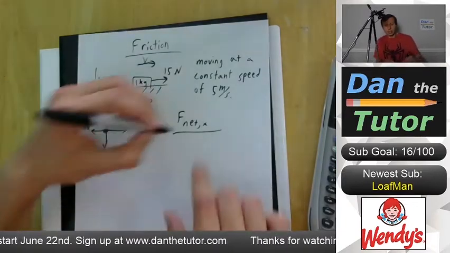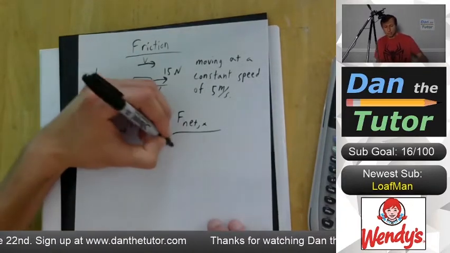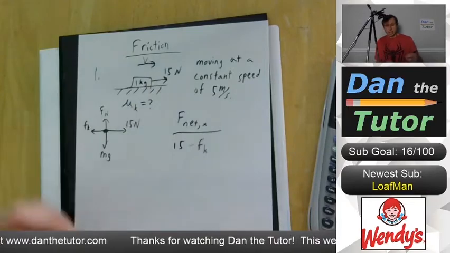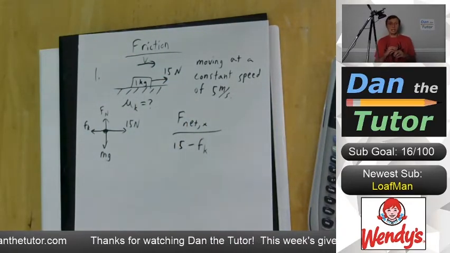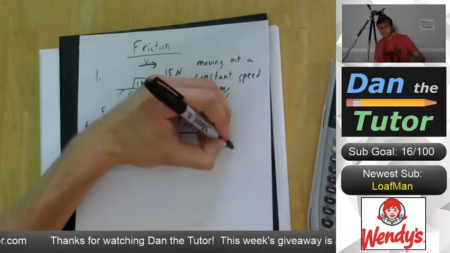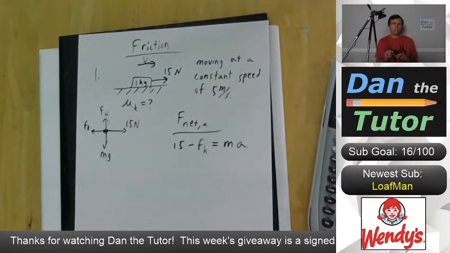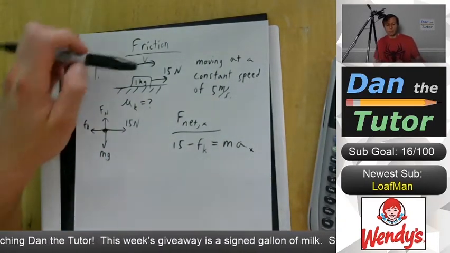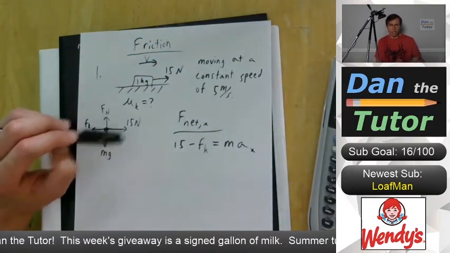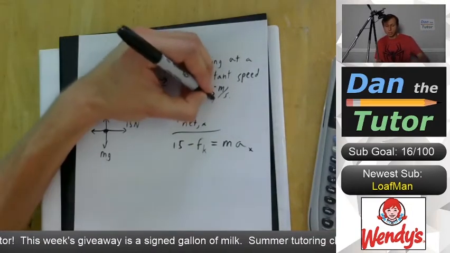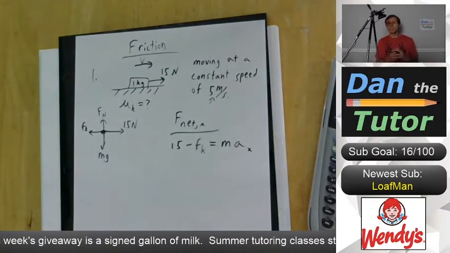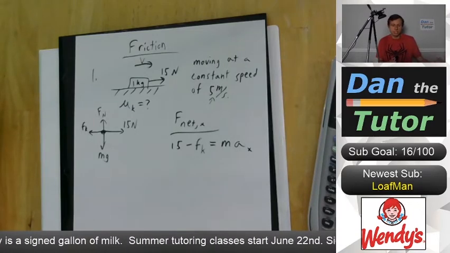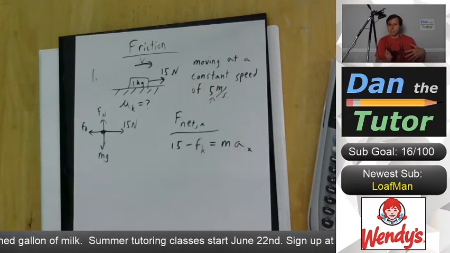So F net x, all the forces to the right, 15, minus the forces to the left, Fk, and that equals mass times acceleration. One thing we can say is, do we know the acceleration in the x direction? I really want you guys to think about that. We have a box moving at a constant speed of 5 meters per second. If you see 5 meters per second and you realize, oh, that's the velocity, right? And then you can start using kinematics and plugging in time and distance, and you'll quickly realize, wait a minute, I don't know time or distance. I also don't know if this is the initial or the final velocity of 5 meters per second.